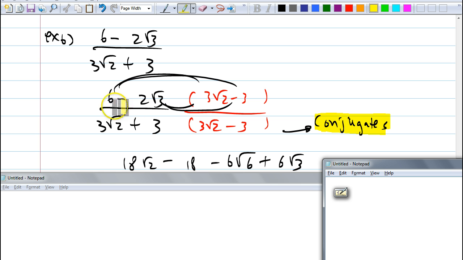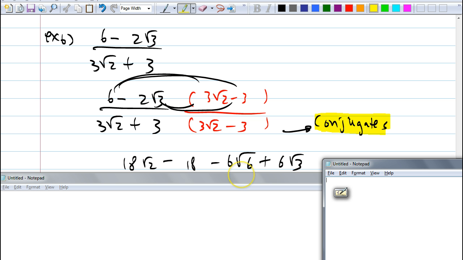One of them is subtraction, so one of them is negative, and the other is negative also. So yes. By the way, do we have any like terms on the numerator? No, we don't. Okay, so we can't really add them together, can we?